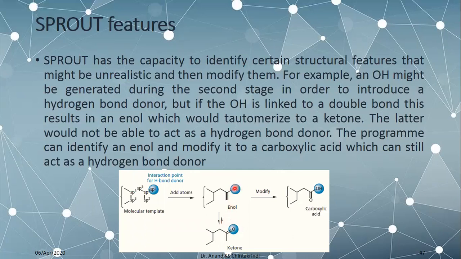So if it is a ketone, then you are changing the property of the interaction point, in this case from the hydrogen bond donor to hydrogen bond acceptor. So if you modify this particular group to a carboxylic acid, this allows, instead of an sp2 hybridized carbon, the program to now place an sp2 hybridized oxygen in this case.